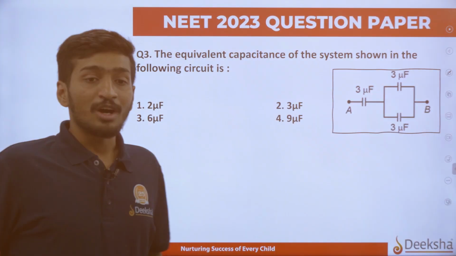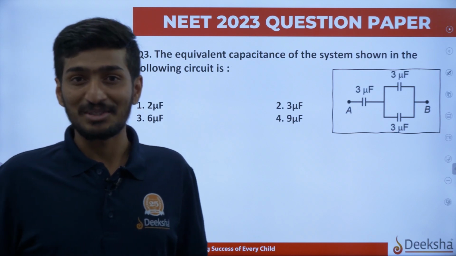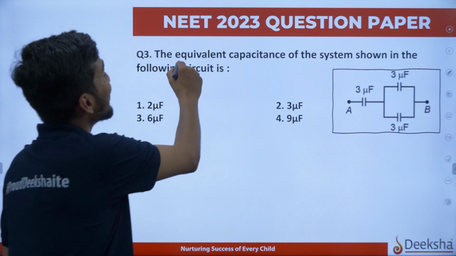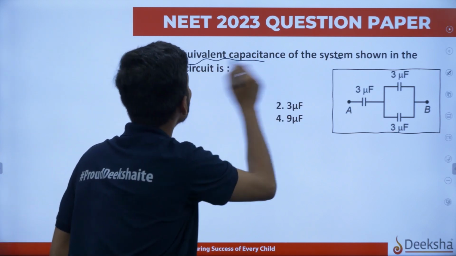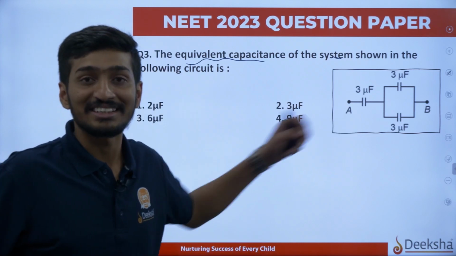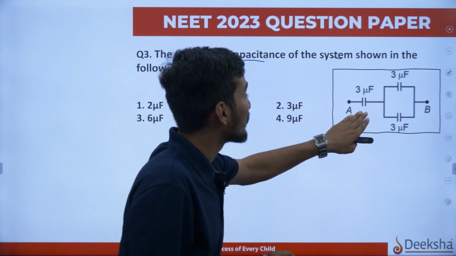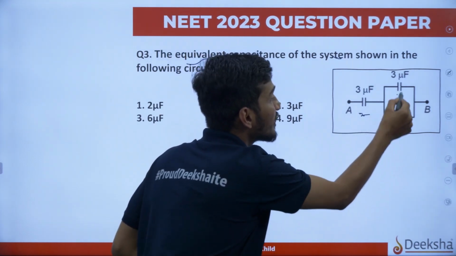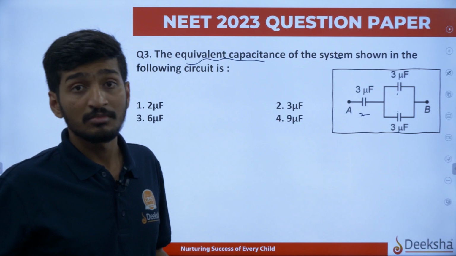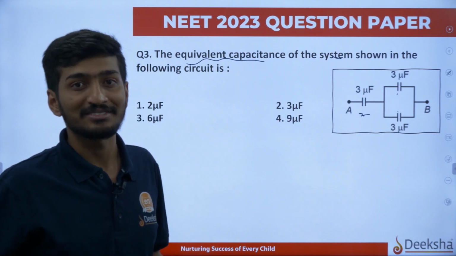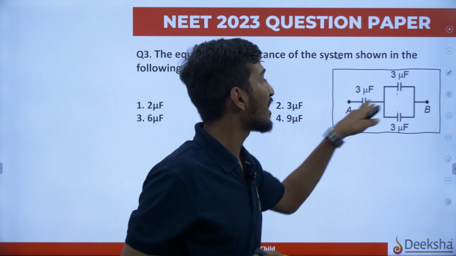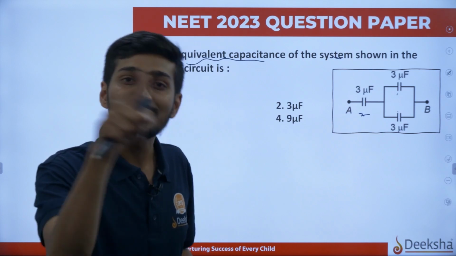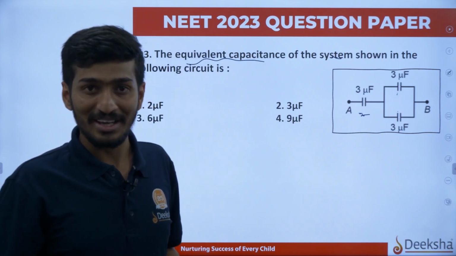Moving on. All right, a question from capacitors. Let's see what the question says. Equivalent capacitance of the system shown in the following circuit. Look at the circuit. What does it have? You have one capacitor of 3 microfarad, and then there are two more in parallel of the same capacitance, 3 microfarad. So you have 3 capacitors, 2 in parallel, and the third one in series with the combination of the two.